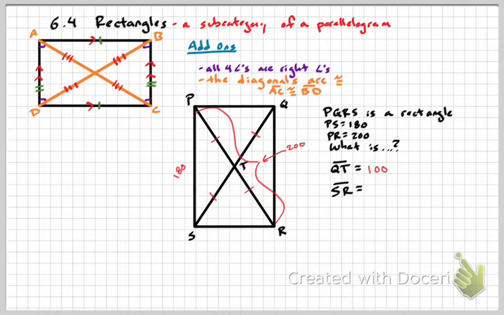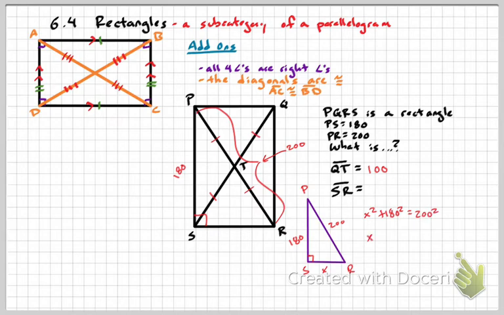And if I want to find SR, which would be this length right here, remember we have four right angles, so technically I have a right triangle right here. So what I would have to do is use the Pythagorean theorem. PRS, I know PS is 180, I know PR is 200. So then from here, let's just call this X. X squared plus 180 squared equals 200 squared.